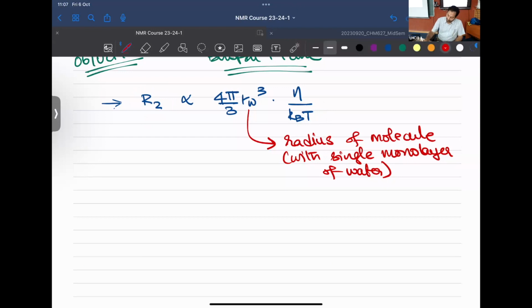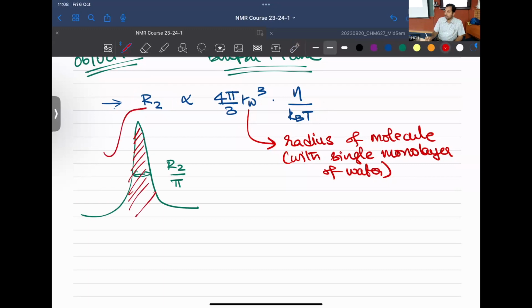Whenever you have a resonance, the full width at half maximum is R2 by pi. And for each resonance, the integral, the area under the curve, depends upon the M0 that you have. Area depends upon multiple parameters. If you assume this to be a triangle just for the heck of it, you realize that if you increase one of the parameters, some other parameter has to change to keep the area constant. If the line width increases, the intensity drops.